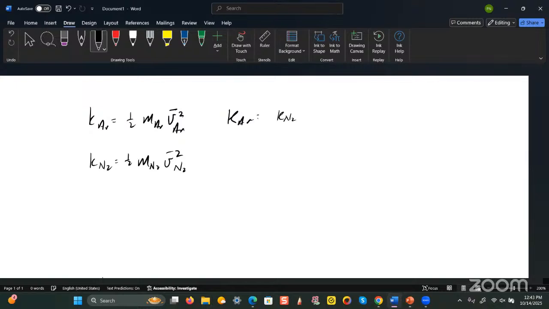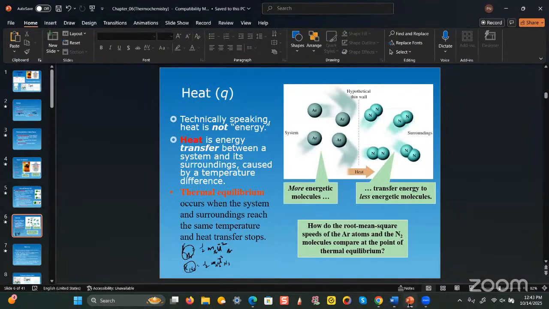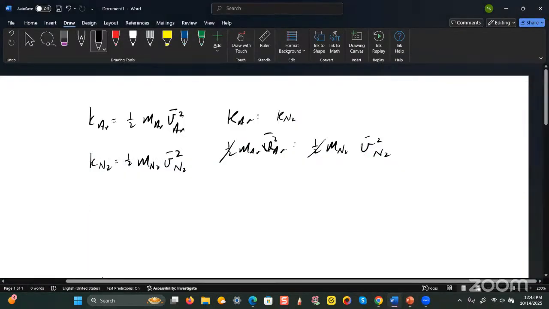So that would mean that half m argon times u squared bar argon will be equal to half m nitrogen times u squared bar nitrogen. So if that is true, that means that the halves will cancel out. And what was the question asking? Let me go back to it. The question was asking, how do the root mean square speeds compare, right?